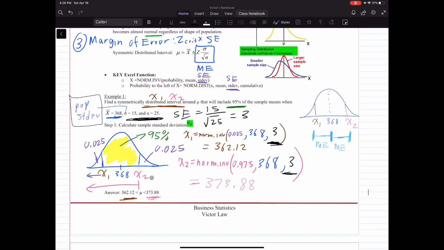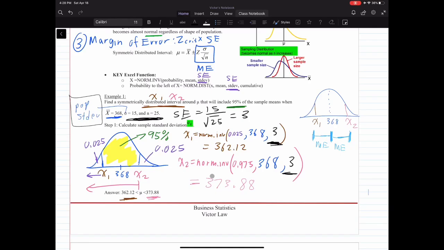For x2, we're going to use 97.5%. The reason is that the probability to the left of x2 is 97.5%. We have the 95% plus the 2.5%, and when we add these two numbers, we get 97.5%. That is the probability to the left of x2. That's why it is important to draw the diagram so you can understand what the question is asking. Once we understand the diagram, we use the norm.inv formula to calculate x1 and x2.